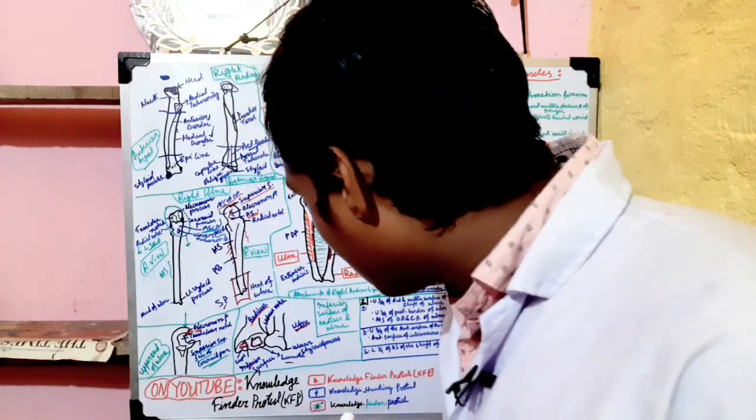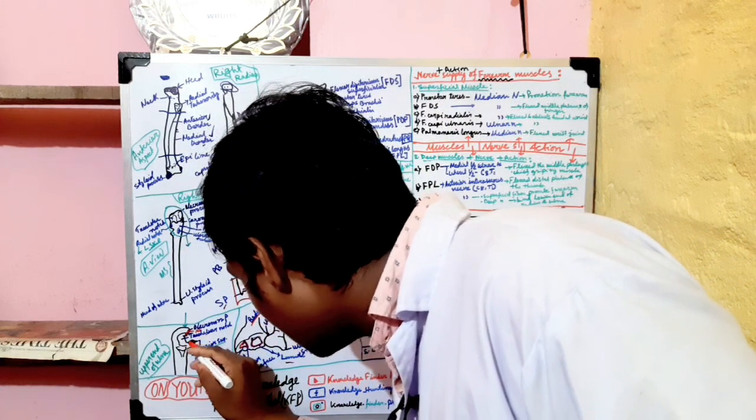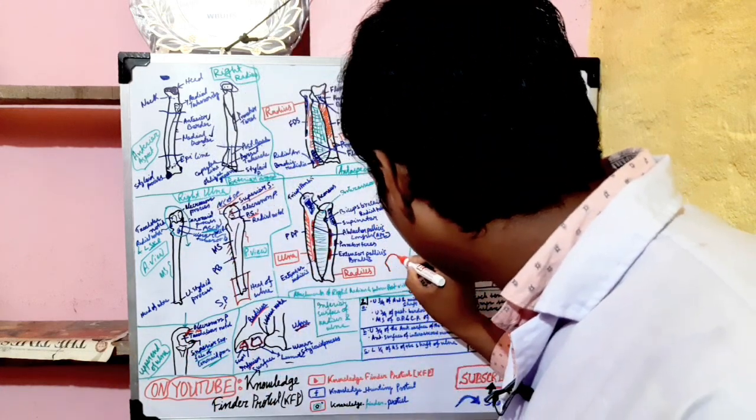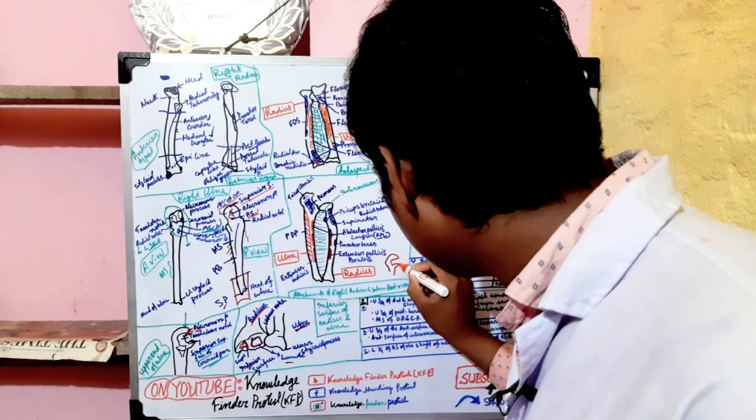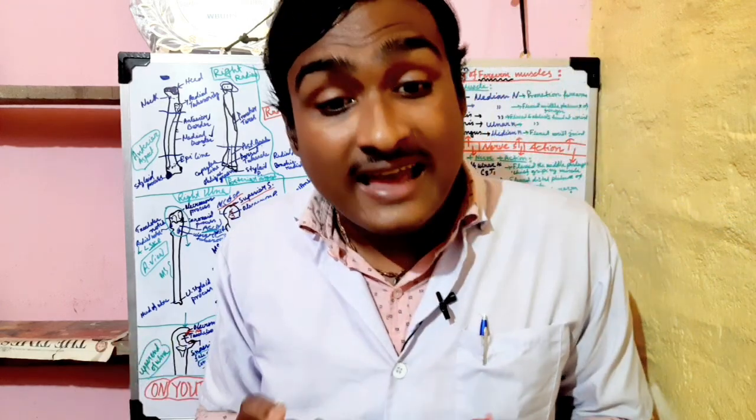What is the coronoid process? This is the coronoid process. Here you can see the olecranon process, trochlear notch, and coronoid process. The coronoid process has four parts.